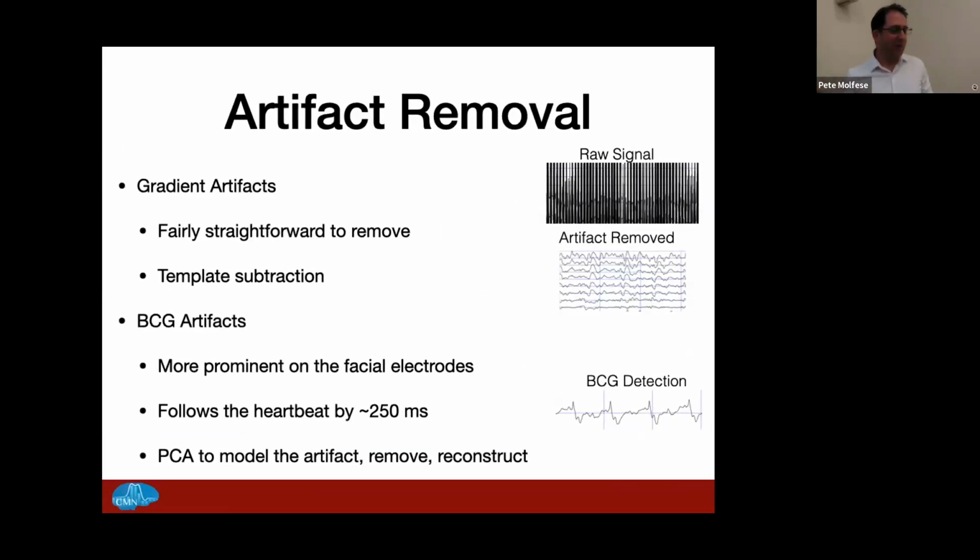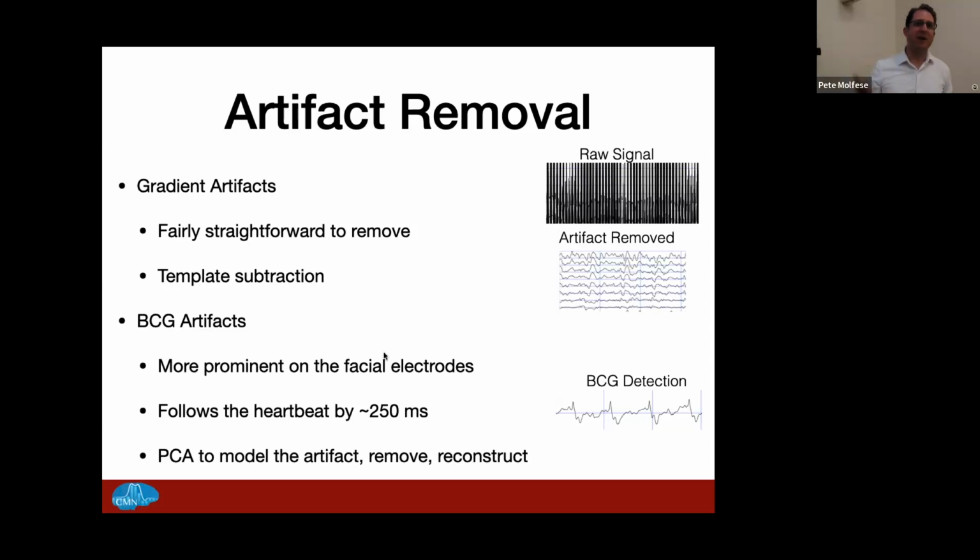So you can remove both of these, or you can learn to deal with them in useful ways. For gradient artifacts, they're pretty straightforward. We just take a template of what that gradient artifact looks like as we measure it over time, and then we subtract that template over all of your EEG signal, and you go from this raw signal to your mostly EEG looking thing here.